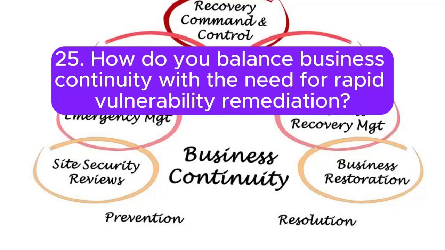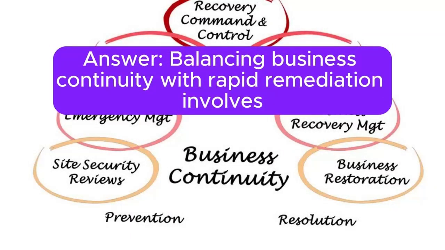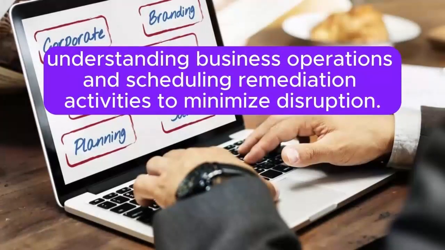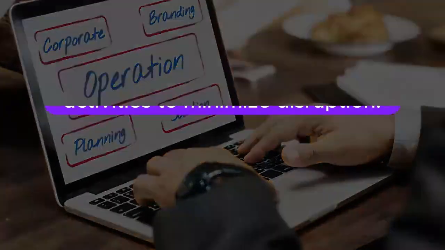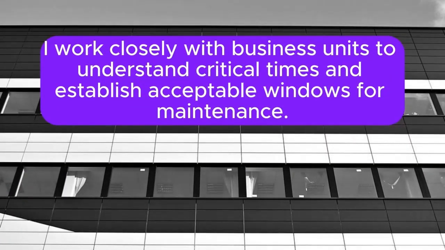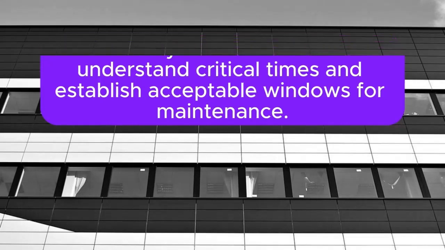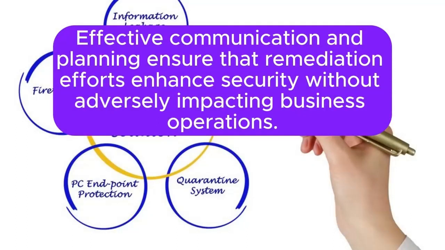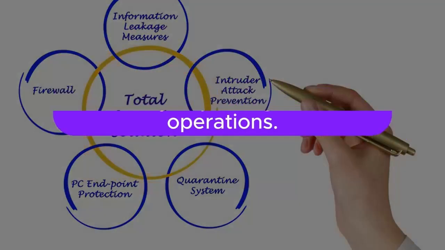25. How do you balance business continuity with the need for rapid vulnerability remediation? Answer. Balancing business continuity with rapid remediation involves understanding business operations and scheduling remediation activities to minimize disruption. I work closely with business units to understand critical times and establish acceptable windows for maintenance. Effective communication and planning ensure that remediation efforts enhance security without adversely impacting business operations.